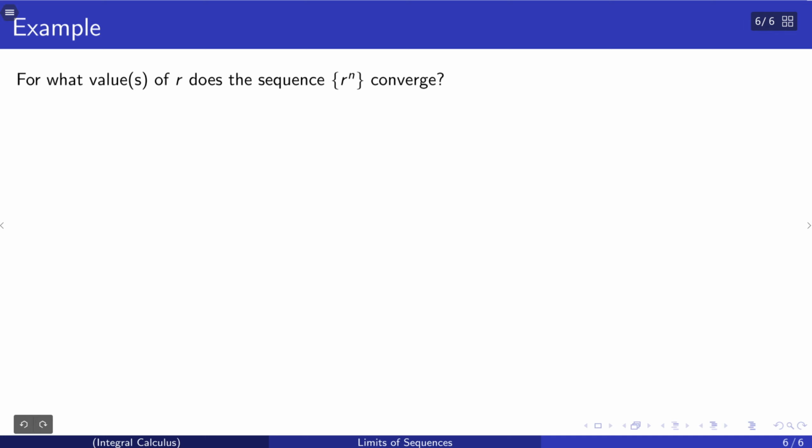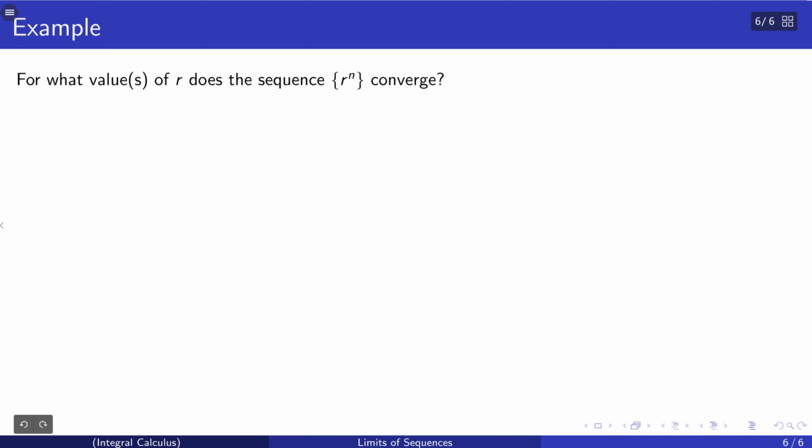And let's end this video with one last example here. A general example that will actually help us in some of the other things we'll be doing in this chapter. It asks, for what values of r does the sequence r raised to n converge? Right, so you don't have a number here for r. If I plug in, say, r equals 2 and get 2 to the n as my sequence, does it converge or not? If I plug in r equals 0.1, does it converge or not? Can I characterize the set of real numbers r for which this converges?